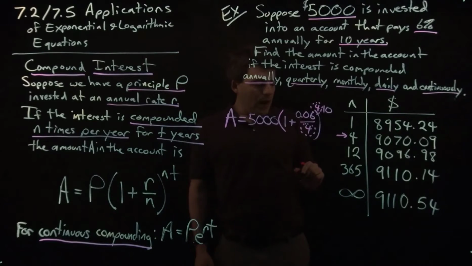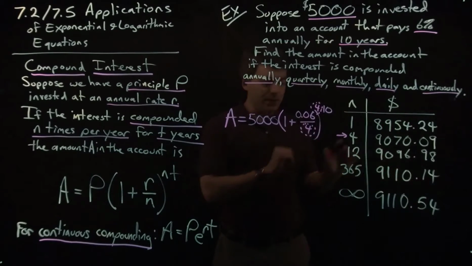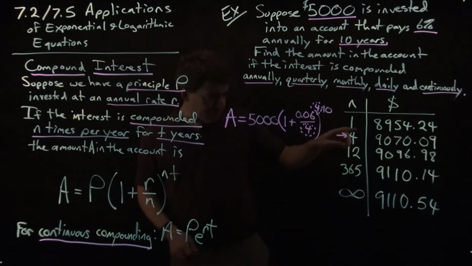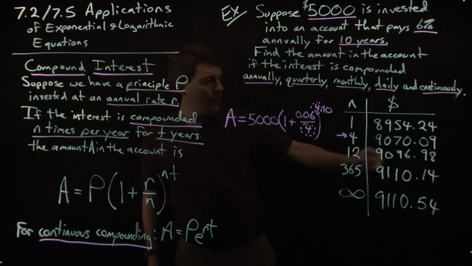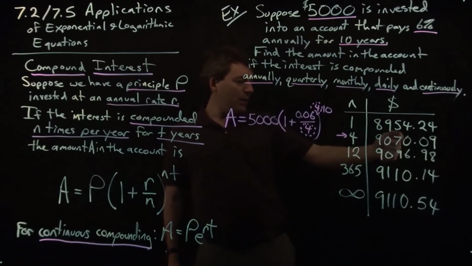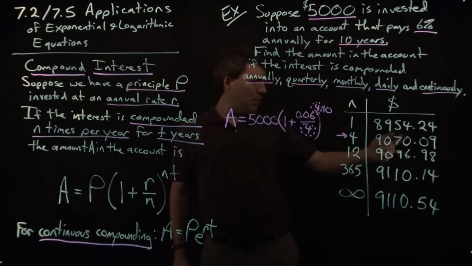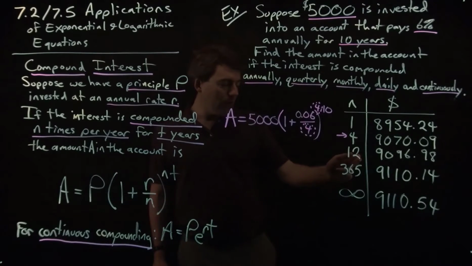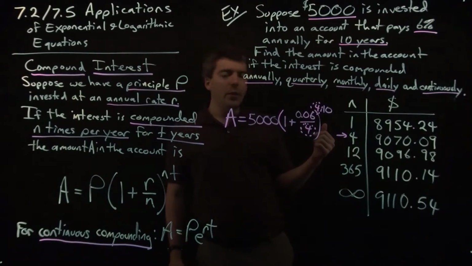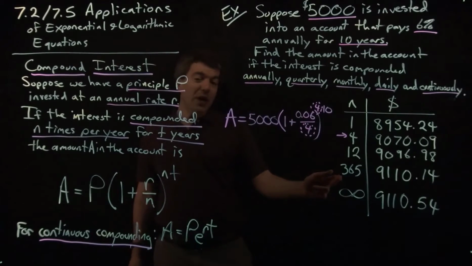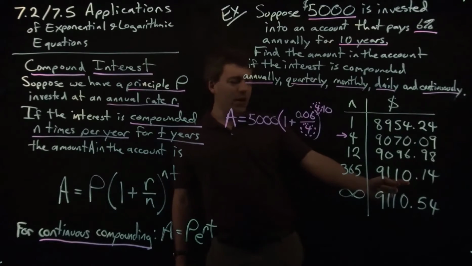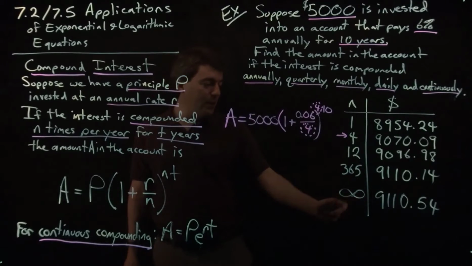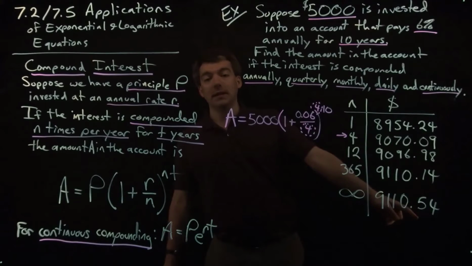So you can see that as we increase the number of times compounded, we get more and more into the account. But moving up, so let's say moving from 1 to 4, we gain about $120 or so. Moving from 4 to 12, we gain only about $26. And moving from 12 to 365 gains only about $4. Going from 365 to the continuous case is just a matter of a few pennies or a few cents.